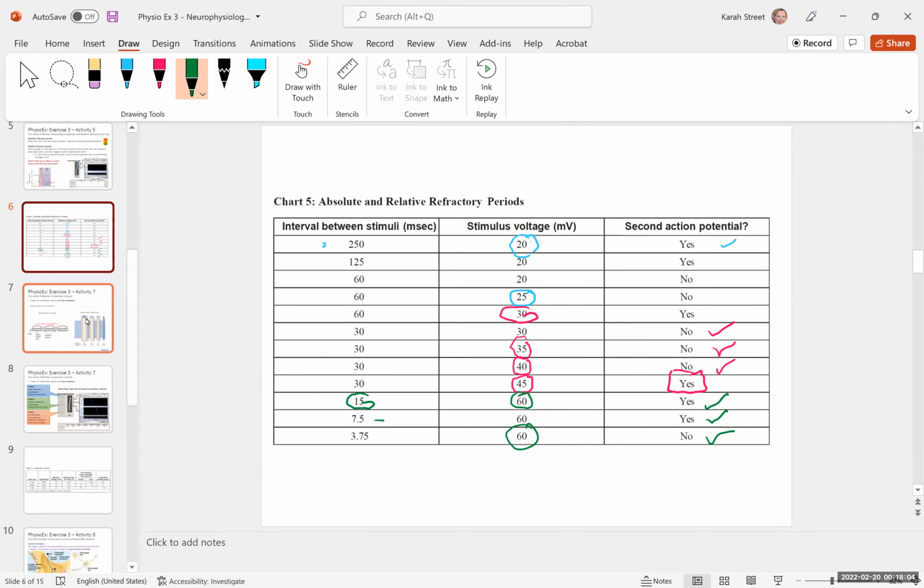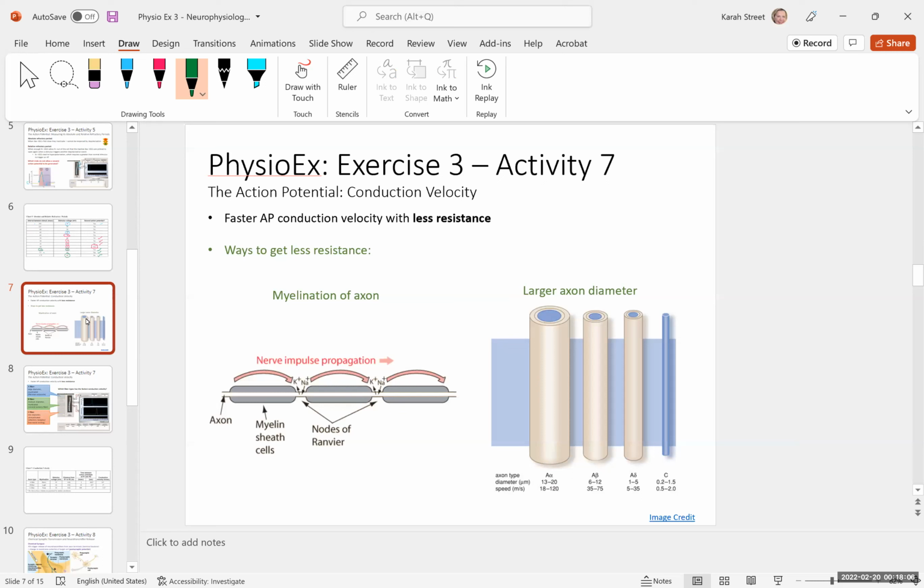Okay, moving on to activity 7. Activity 7 was showing you conduction velocity. In your lecture material, you are going to learn about the importance of myelination of an axon. Myelination allows for saltatory conduction, and this means that the action potential is able to jump, shown here, from one node, a node being basically an opening in between the myelination, to another.